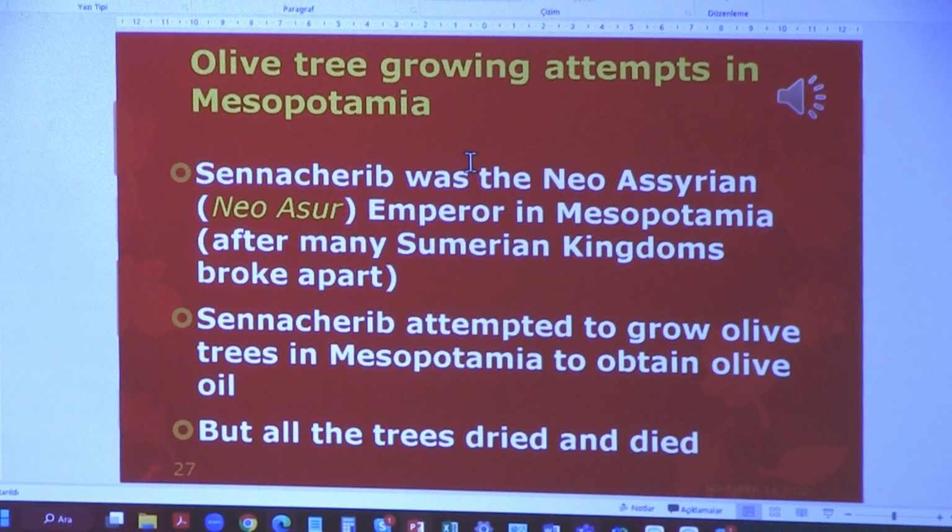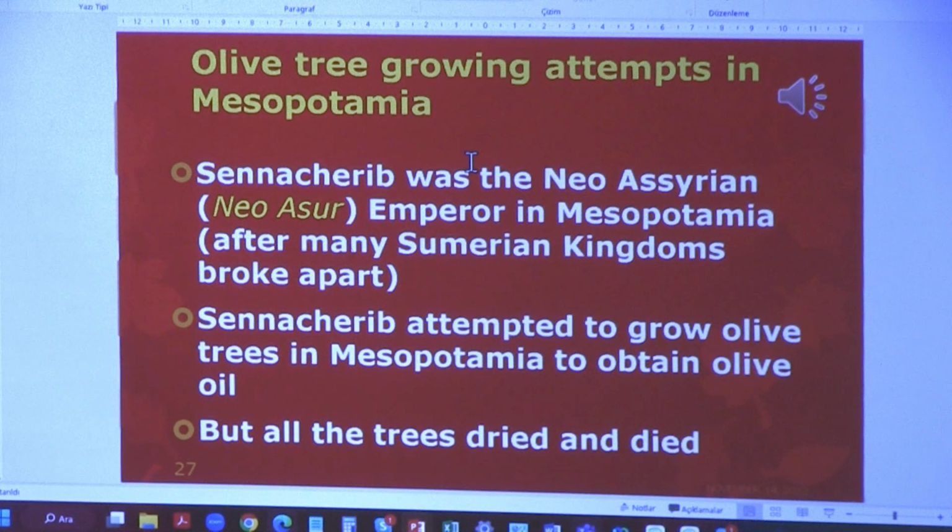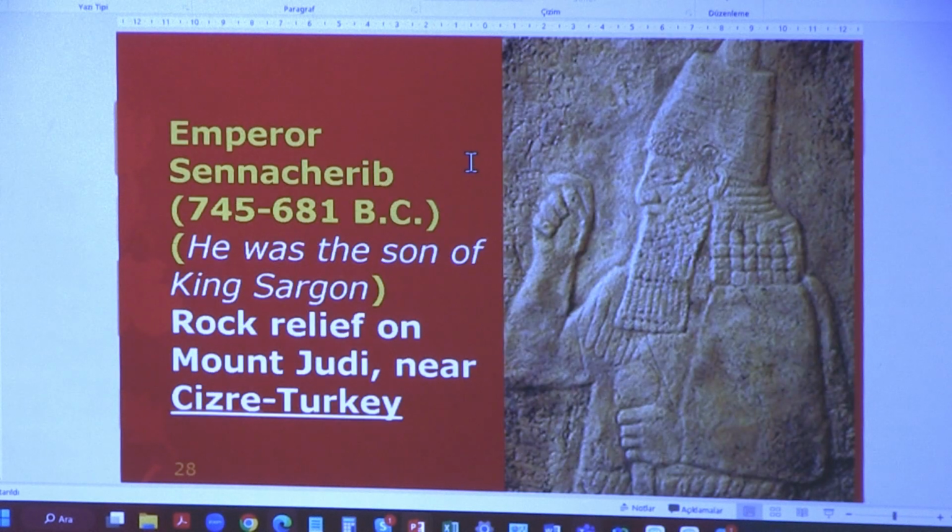And we see that Sennacherib, he was a Neo-Assyrian emperor in Mesopotamia. After, as I said, there were many city kingdoms and Sumerians. Sometimes they got together, but they always had wars between them. And they all broke up after a while. So he was attempting to grow olive trees, but he didn't have a chance because the climate was not suitable to grow olives. As you know, most of the olive oil trees are grown around the Mediterranean in warm climates, but not in Mesopotamia. So they were all dead. All the trees were dead.